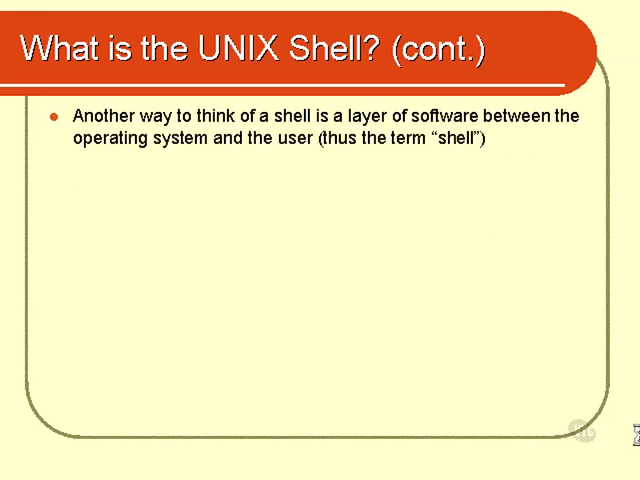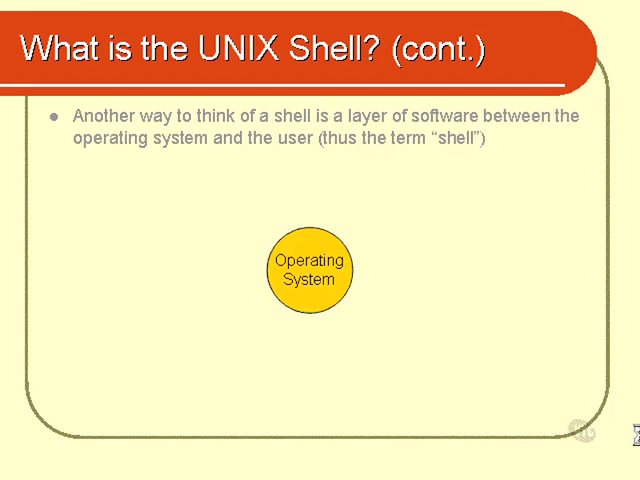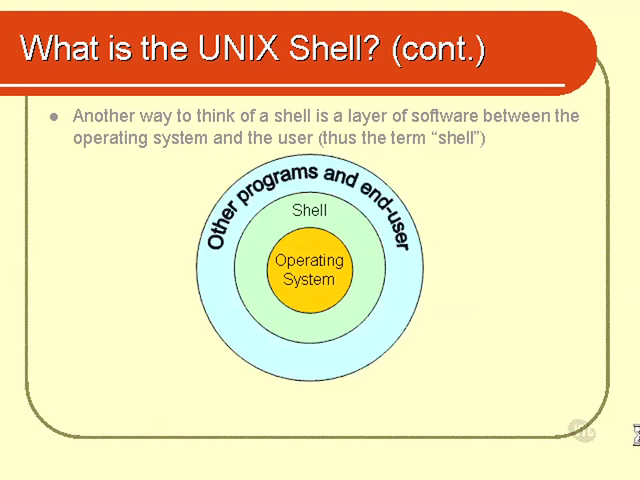You can think of it as a layer of software that sits in between the operating system and the end user. Or it can also sit in between the operating system and any other programs that you might run, any applications. So the diagram looks something like this. You start with the operating system in the middle, and you then add a layer around that, which you might call the shell. You could even say you could add a shell around that, which is kind of like an eggshell. And finally, you add the other programs and the end user to the outside of that.